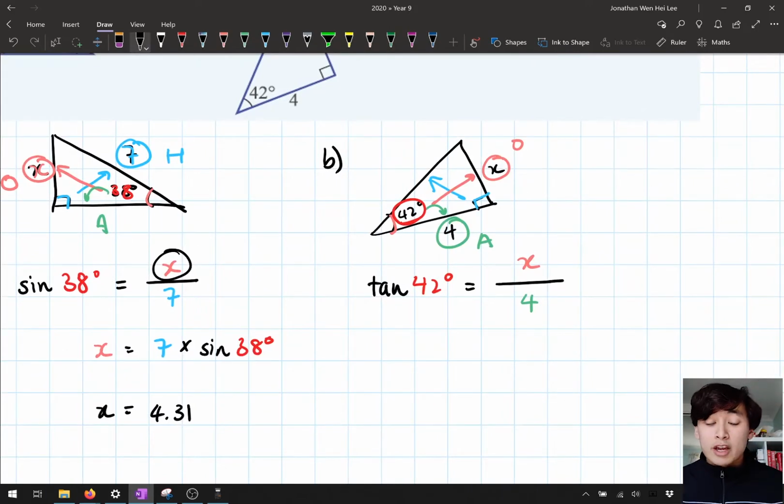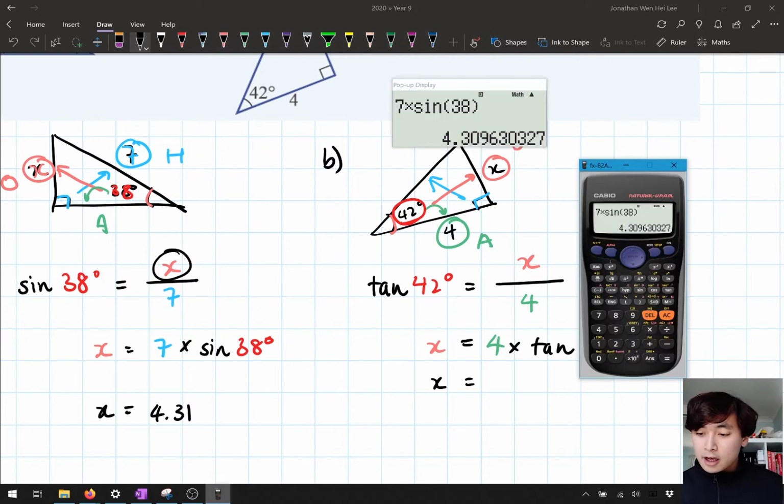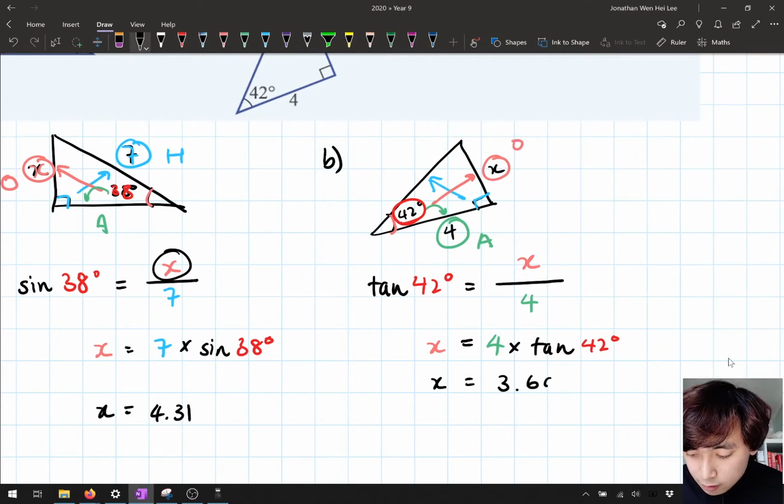Now I'm going to rearrange for X. I'm going to move X to the left-hand side. If I want to get rid of that division by 4, I need to multiply by 4. So I'm going to have 4 times tan 42 degrees, and I can put that in my calculator. X is equal to 4 times tan 42, close the bracket, and that gives me 3.601. I needed 2 decimal places, so this is just going to be 3.60. And there we go, there's my answer for this second one.